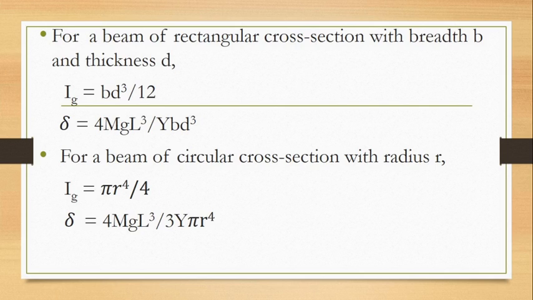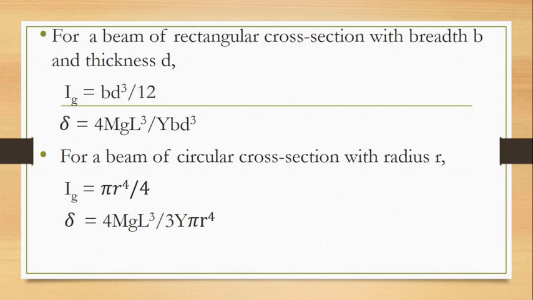Now consider this beam to be a beam of rectangular cross section, with a breadth b and a thickness d. Then what will be Ig? bd cube by 12. So substituting Ig, you can get delta for a beam of rectangular cross section as 4mgL cube by Ybd cube. And if the beam is of a circular cross section with radius r, the geometrical moment of inertia is pi r raised to 4 by 4. Then delta, that is the depression, is 4mgL cube by 3Y pi r raised to 4.